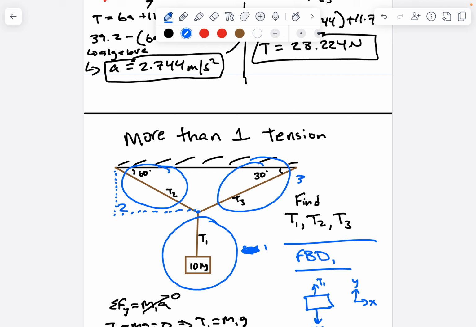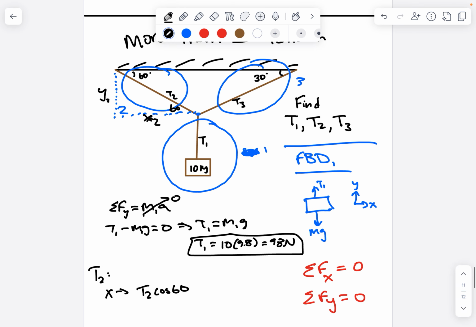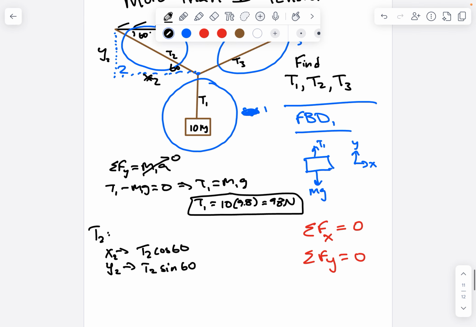Right, so this 60 and this 60 here are equivalent. So this is our x component, this is our y component for T2. So our x component would just be T2 cosine 60, and our y component, we'll call x2, y2, is equal to T2 sine 60. And we can do the same thing for T3.